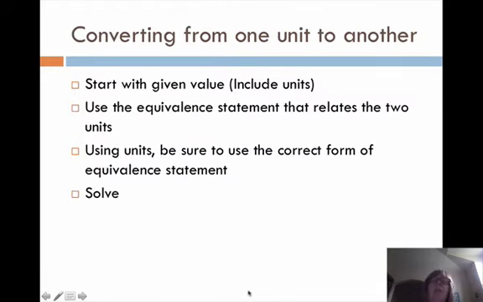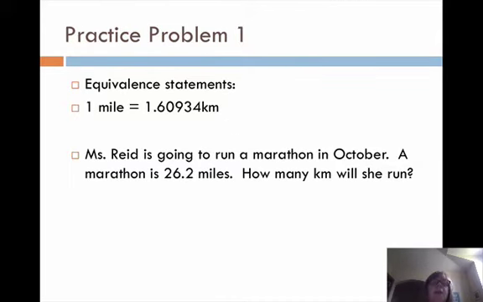All right, so when we convert from one unit to another, we're always going to start with the given value. Now, really, with this method, the units are even more important than the numbers, so make sure you write down your units. You will use the equivalence statement that will relate your units if there is one. If there's not, you may have to do a little work to get there. Using your units, you're going to make sure you're using the correct form of your equivalence statement, and then you're going to solve.